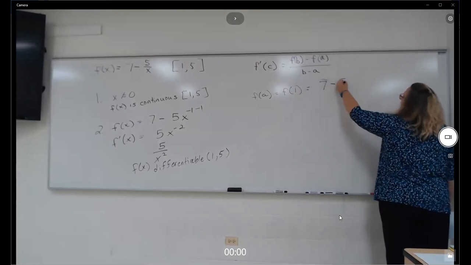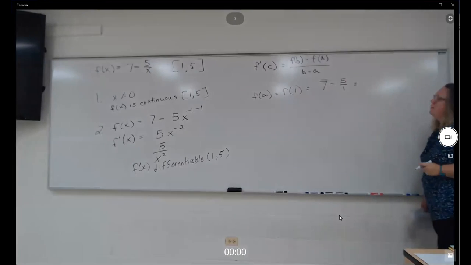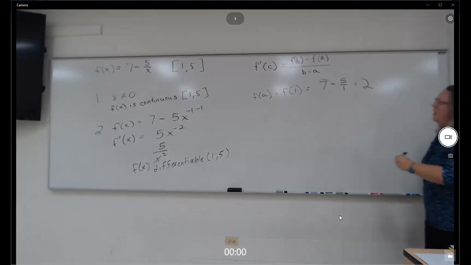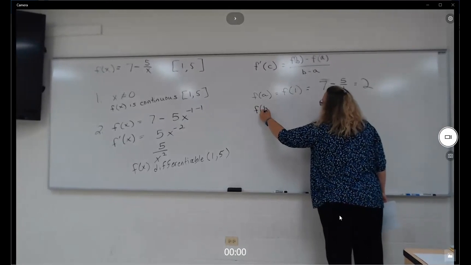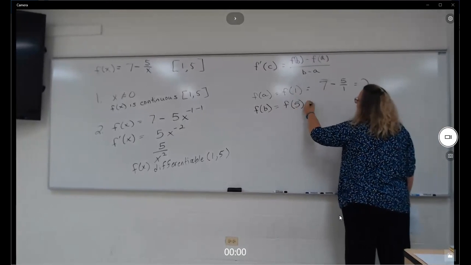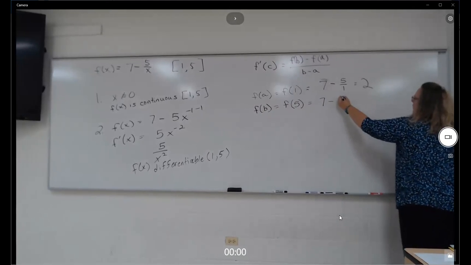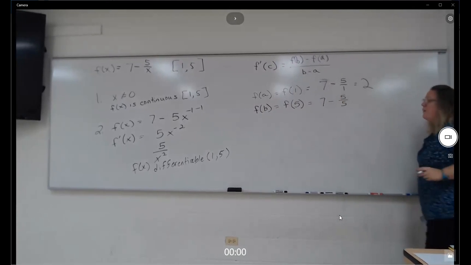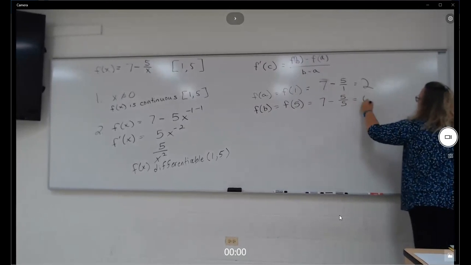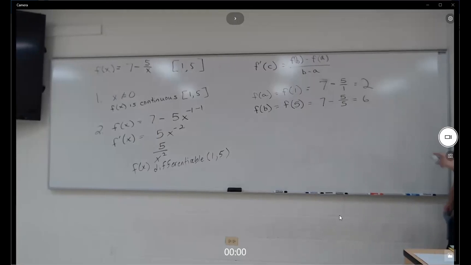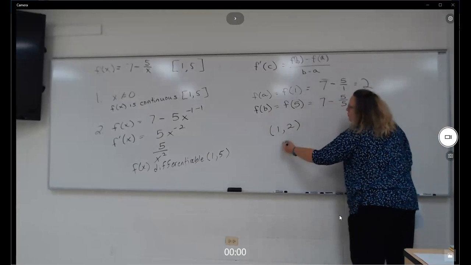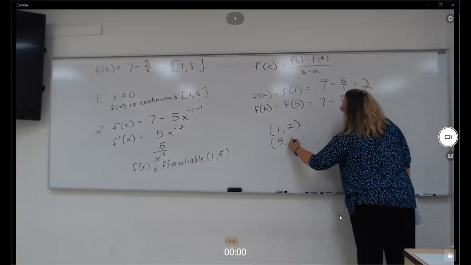7 minus 5 over 1, that's not too bad. So that's 7 minus 5, which gives us 2. And then we have to go find f of b. We have to go find our y's. b is 5. They give us nice numbers here, so we plug in a 5. But 5 over 5 is 1. So 7 minus 1 is 6. And so if you just want to take this and plug it in, you can. I just like to write it as the points (1, 2) and (5, 6).